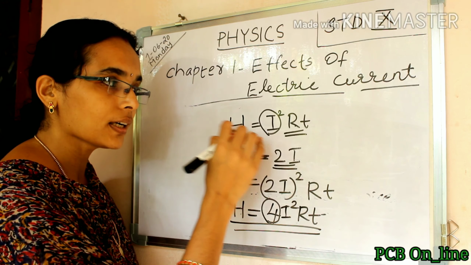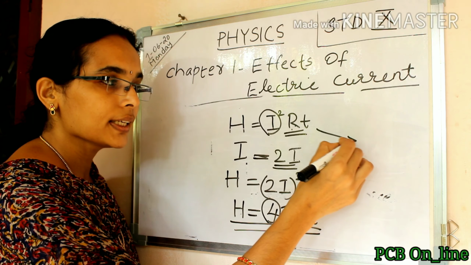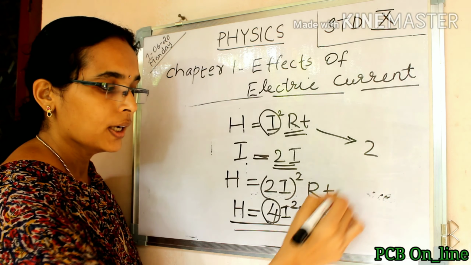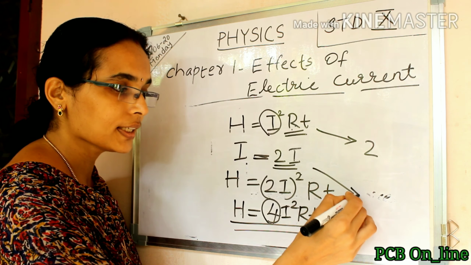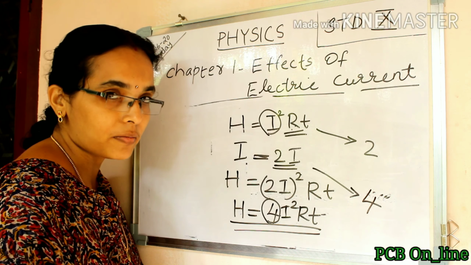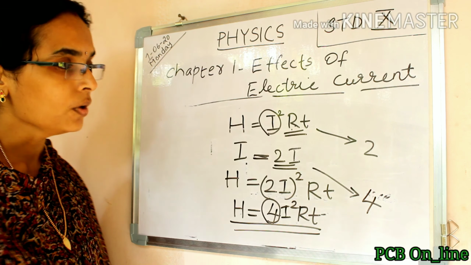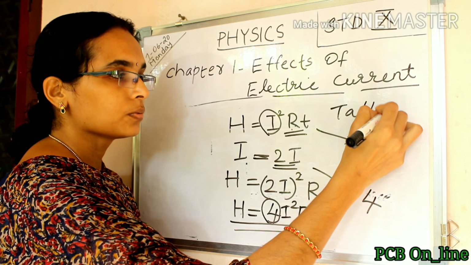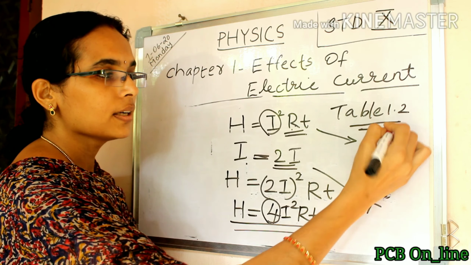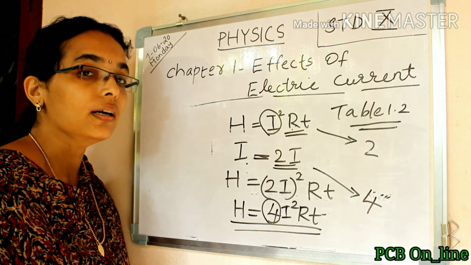If we double the resistance, then the heat increases by 2 times. If we double the current, then heat increases by 4 times. Now you have to fill the table 1.2 like this and see the difference.